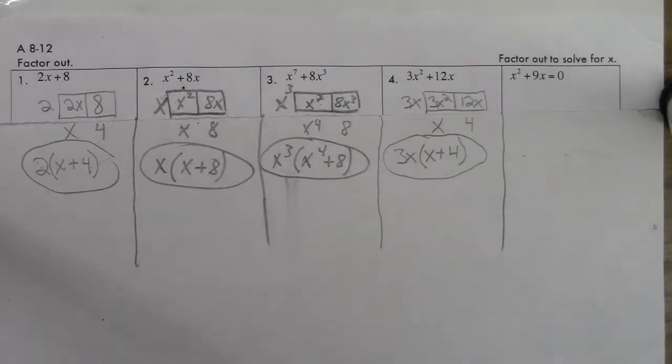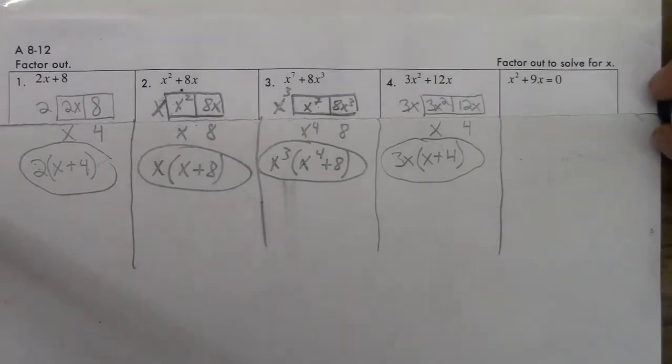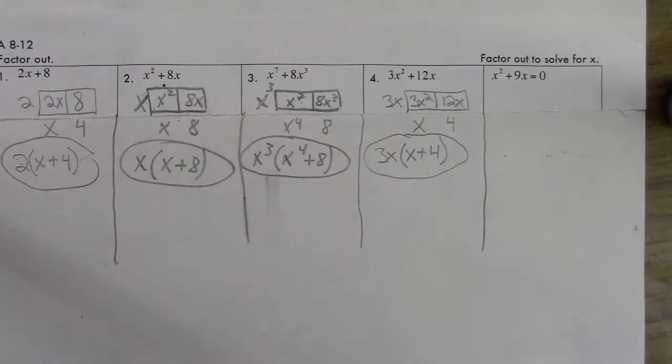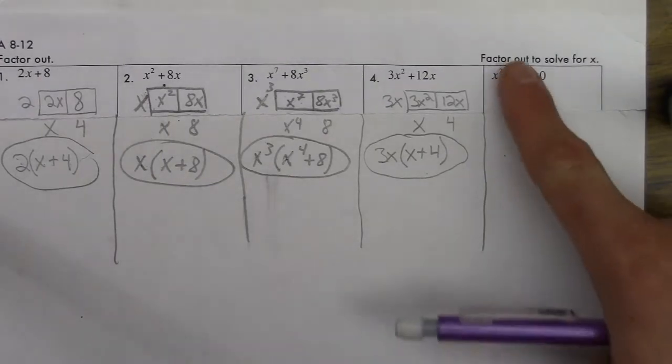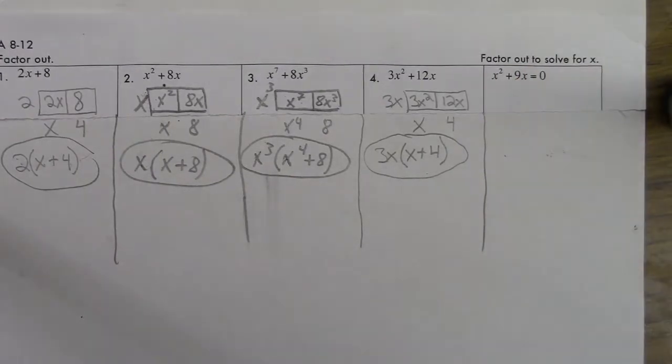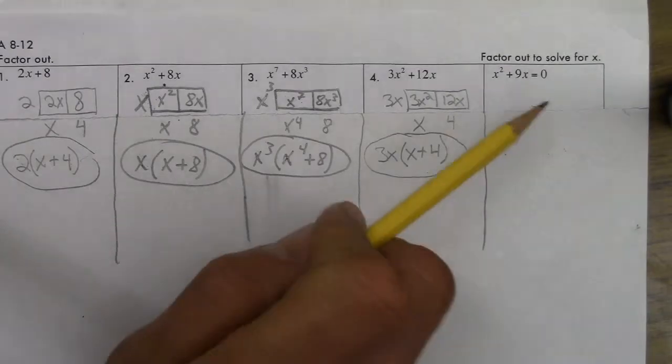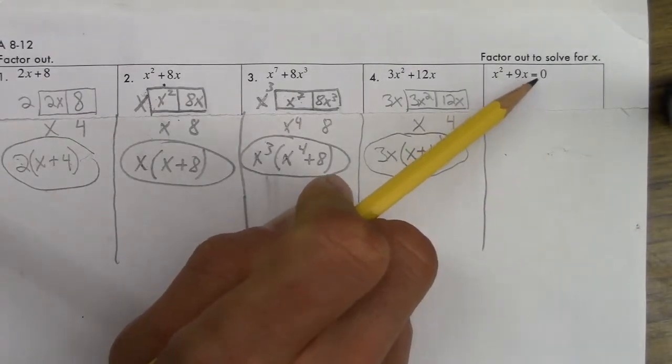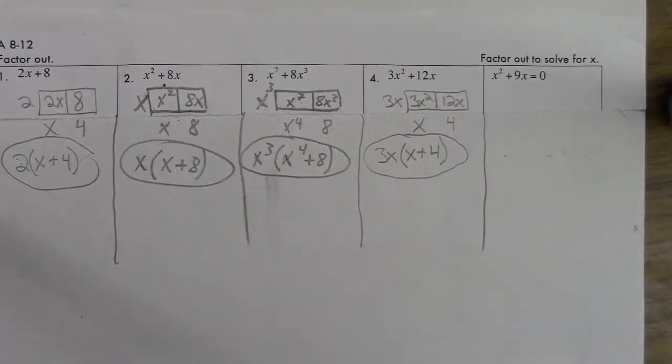So we're going to combine that with solving for x. You know how I know to solve for x? Because I read the directions. It said factor out to solve for x. Don't forget to read the directions. Also, what leads my eye to think that is the equals 0. That silly equal sign. Otherwise, it's an expression. Anyhow, so let's factor out.